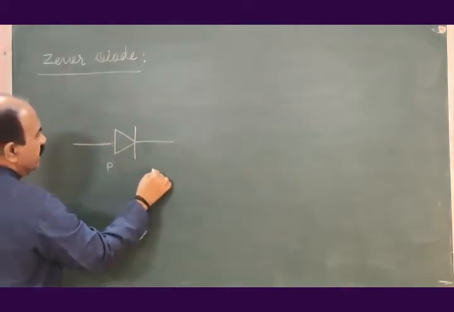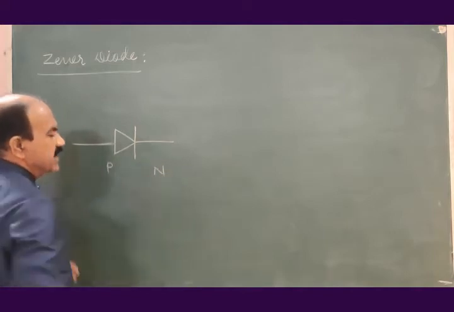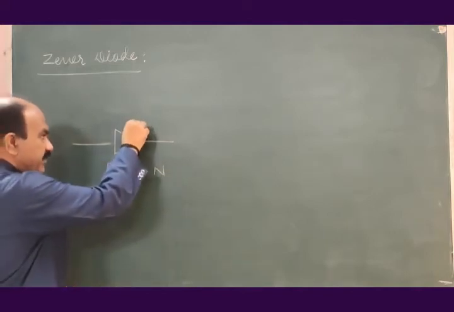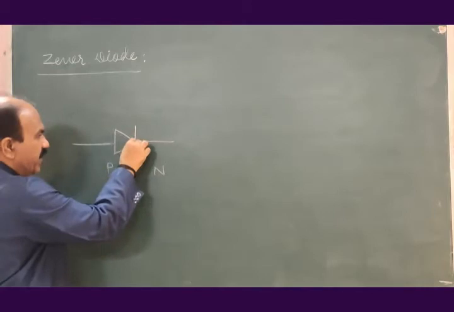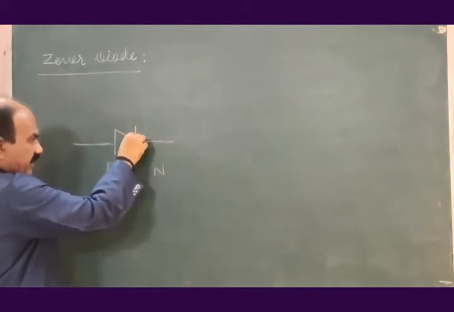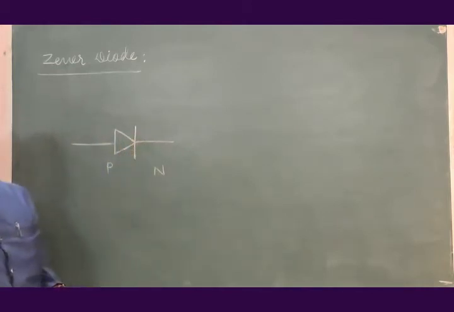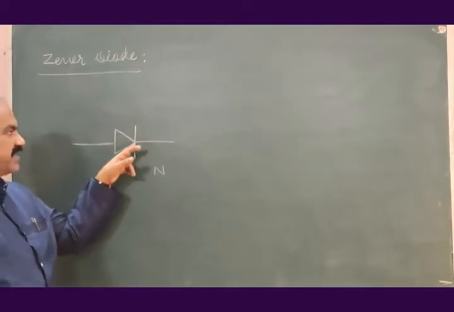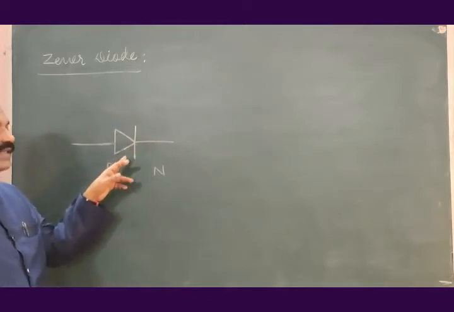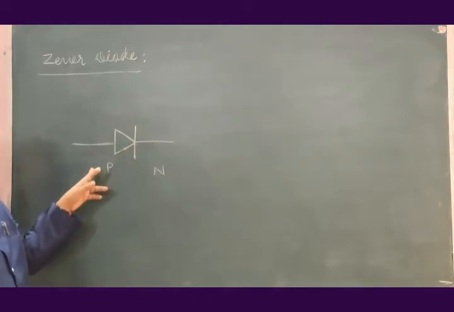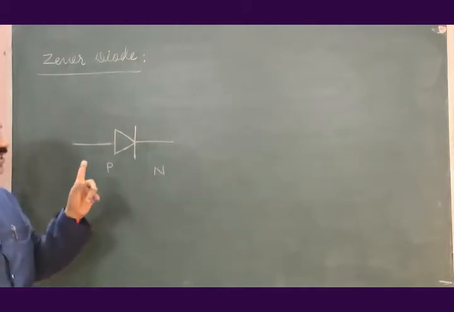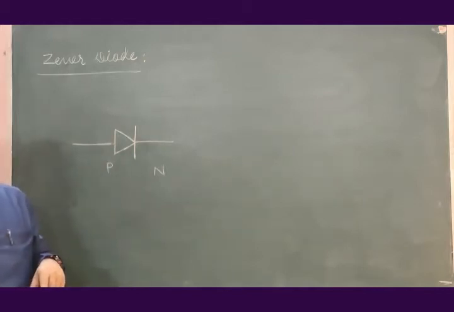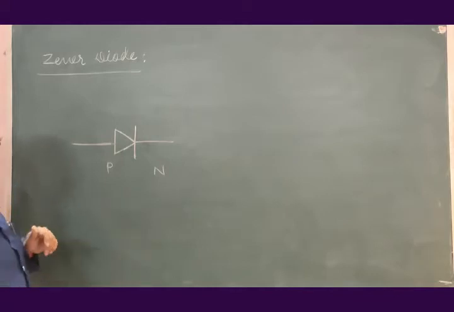This is P type, this is N type. This bar and this arrowhead correspond to N type, and this corresponds to P type. This is the symbol for an ordinary PN junction diode.